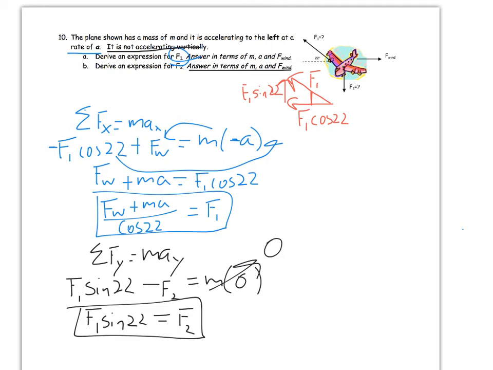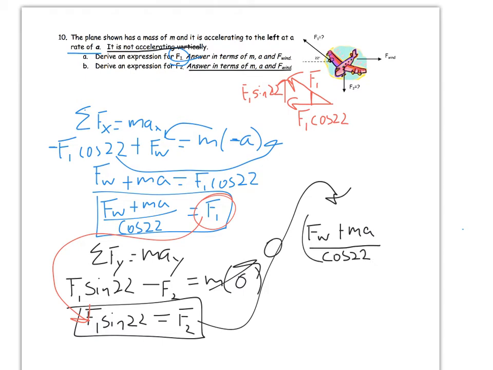So what I'm going to do is take this expression I got for F1 up here and plug it in. And so when I do that, I get F wind plus ma all over cosine 22. So there's just that F1 term that I'm substituting in here, and then that's going to be times sine of 22 equals F2. All right. Now we do have it in these terms that were defined up here. We can do a little simplification.